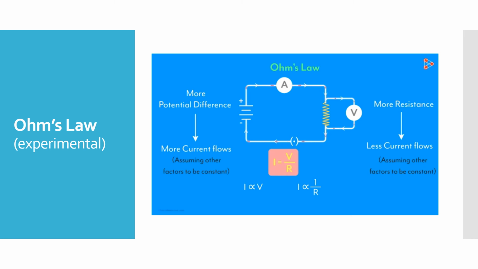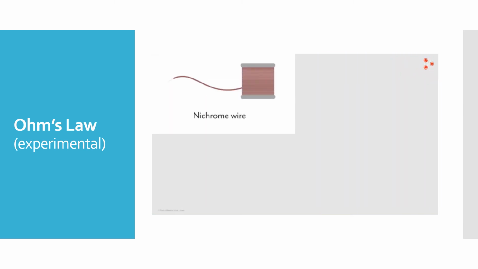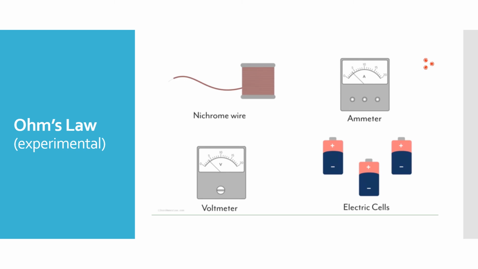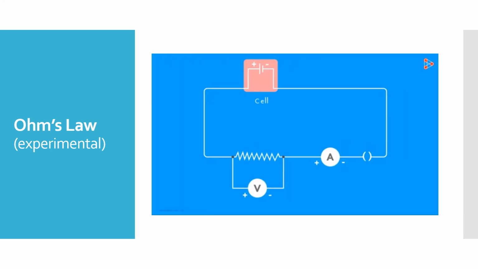Let's do a quick activity to understand Ohm's law. We would need a nichrome wire, a voltmeter, an ammeter, and 3 electric cells of very low voltages, somewhere in the range of 1 to 1.5 volts. First, we form a circuit like this which has just one cell as the source. This is the nichrome wire, which is the resistance also. This is the ammeter, which is in series. This is the voltmeter, which is connected in parallel. And this is the plug key.